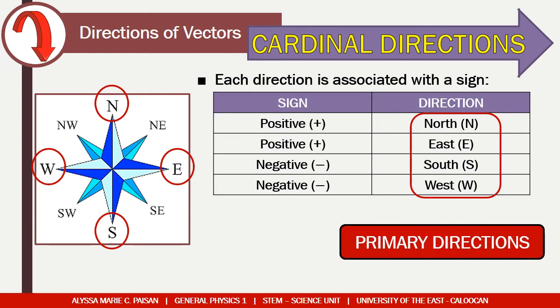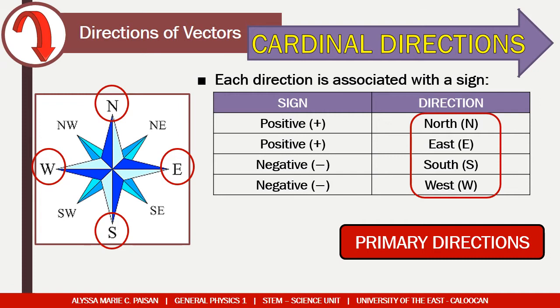The ones encircled and boxed are the cardinal primary directions, and each direction is actually associated with a positive or a negative sign. If it's north and east, we can associate it with a positive sign, and then the south and west is associated with the negative sign. So what's the importance of the positive and negative sign?